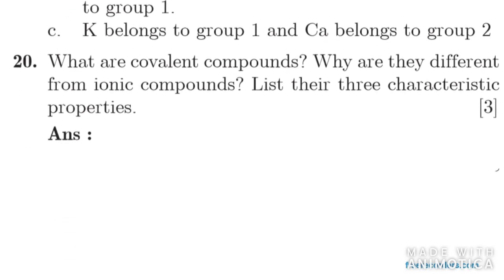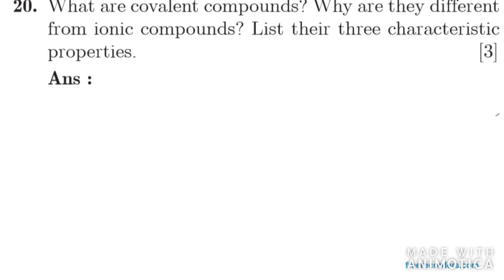Question number 20 says: what are covalent compounds? Why are they different from ionic compounds? List 3 characteristic properties. So here we need to tell what covalent compounds are. Covalent compounds are those compounds which are formed by sharing of electrons, like in the case of carbon-carbon bonds, which are covalent bonds. Sharing of electrons is there between two atoms, so we can say that they are covalent bonds.